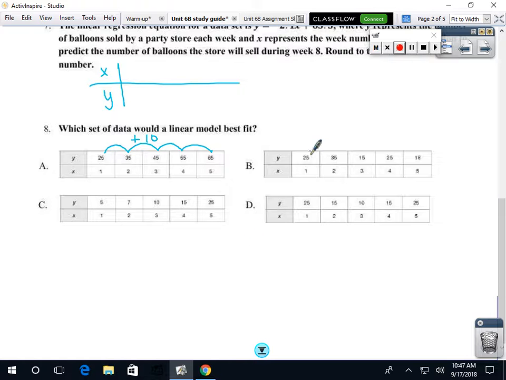Now for B, 25, 35, so it starts off as plus 10, but then 35 to 15 is a drop of 20. And then 15 to 25 is up 10 again. And 25 to 18 is down 7. Okay, now let's look at C. 5 to 7 is up 2. 7 to 10 is up 3. Up 5. And then up 10. For D, we go down 10, down 5, plus 5, and plus 10.